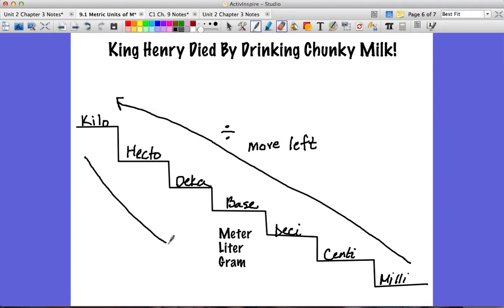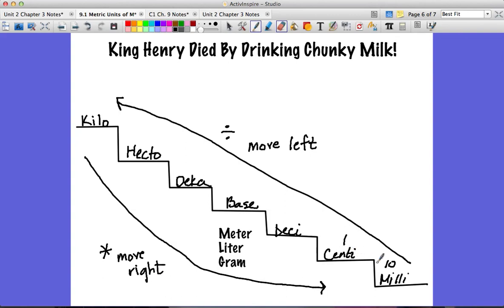When you go down the stairs, you're actually multiplying. So if I have 1 centimeter, that means that I have 10 millimeters. And you're going to actually move your decimal to the right.